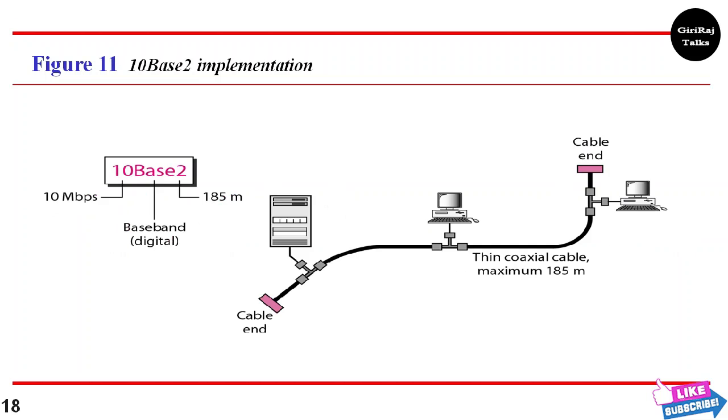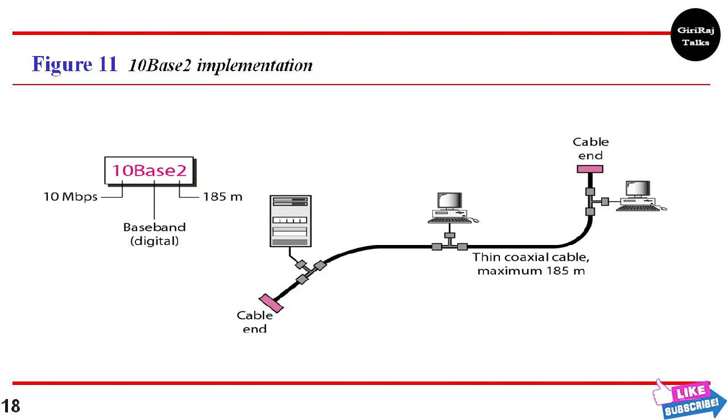Let us see the 10Base2 implementation, which is thin Ethernet. The second implementation is called 10Base2, thin Ethernet or Cheapernet. 10Base2 also uses a bus topology, but the cable is much thinner and more flexible. The cable can be bent to pass very close to the stations. In this case, the transceiver is normally part of the network interface card, NIC, which is installed inside the station. Look at Figure 11. It shows the schematic diagram of a 10Base2 implementation. Note that the collision here occurs in the thin coaxial cable.